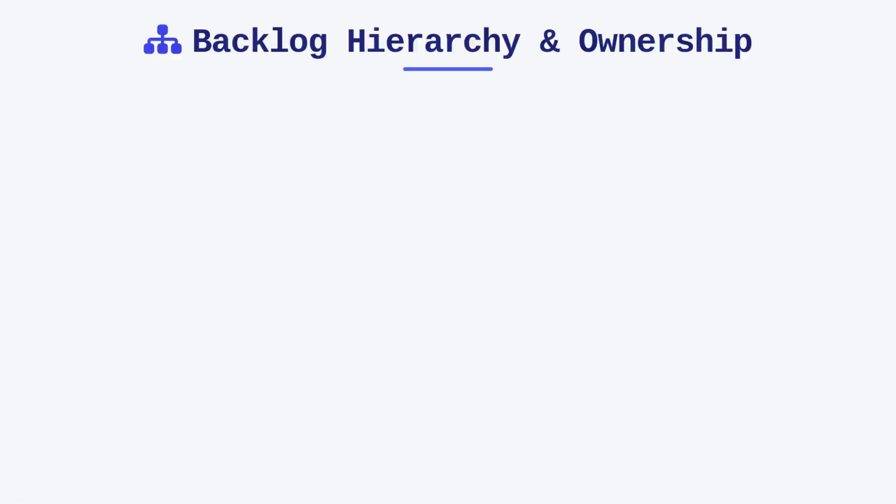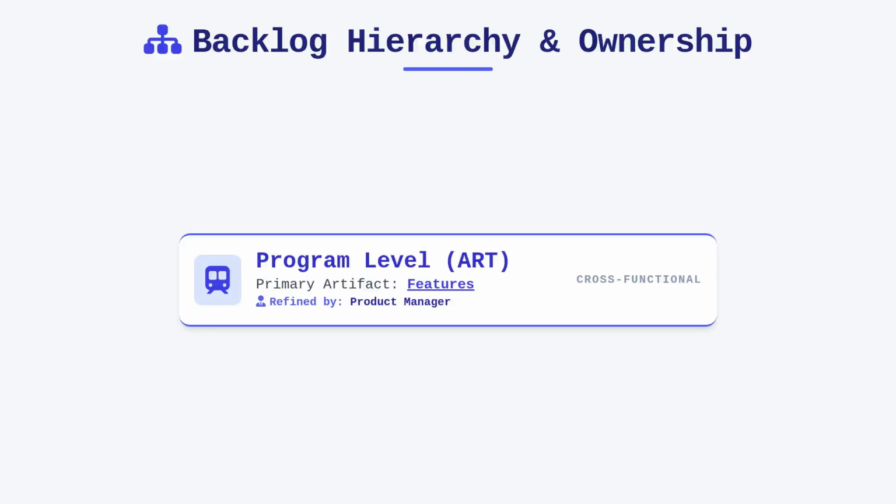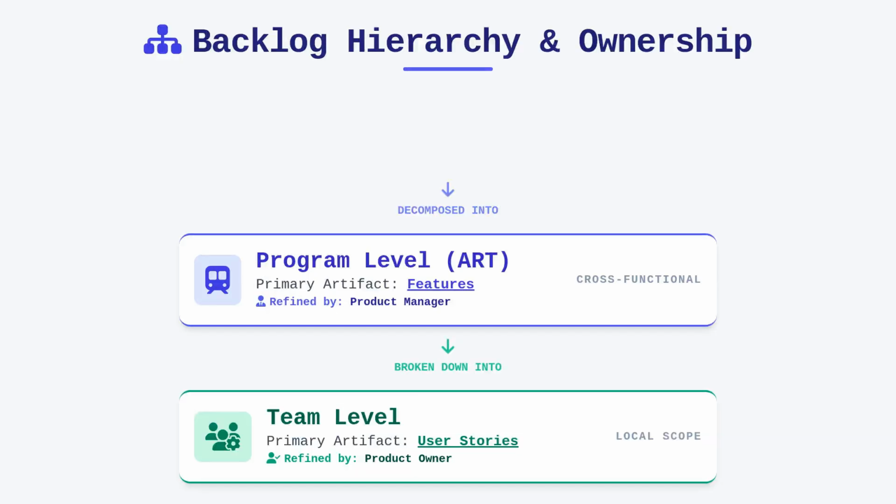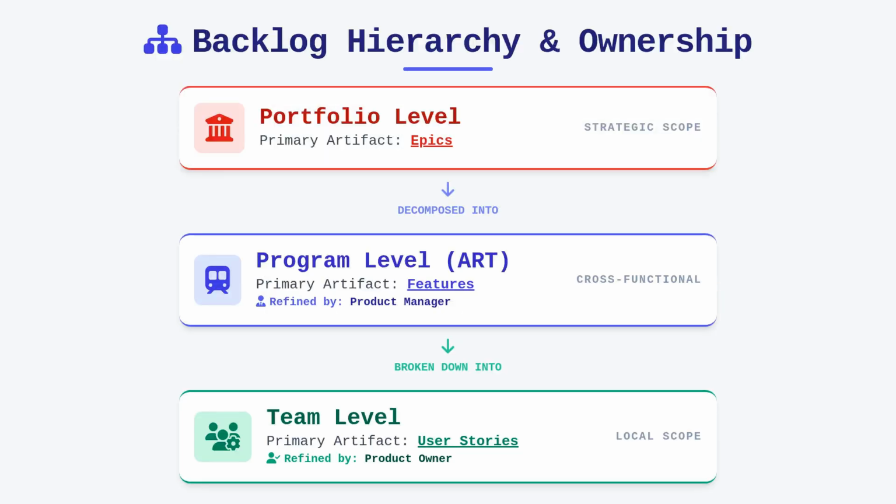Distinguishing between the team and program backlogs requires an appreciation for the shift in scope. The program backlog represents the entirety of the ART, containing features that are cross-functional and generally refined by the product manager. In contrast, the team backlog acts as a subset, holding the stories derived from these features after they have been broken down during planning. You must be able to identify that epic ownership rests at the portfolio level, whereas features are firmly the domain of the program. A common pitfall is assuming that a product owner manages the program backlog, but their primary obligation is the local team backlog.